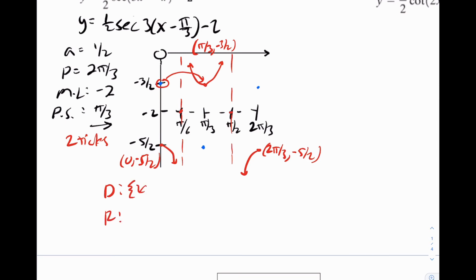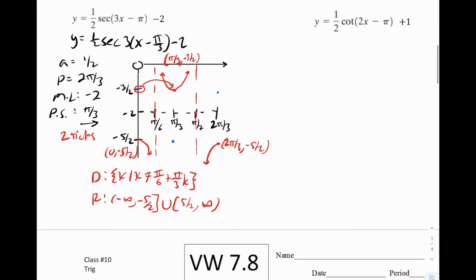The domain is x, such that x cannot be pi over 6 plus pi over 3k, since pi over 3 is half the period. And the range is going to be -infinity to -5 over 2 inclusive, union 5 over 2 to infinity. And there's our graph. Now here's the last one.